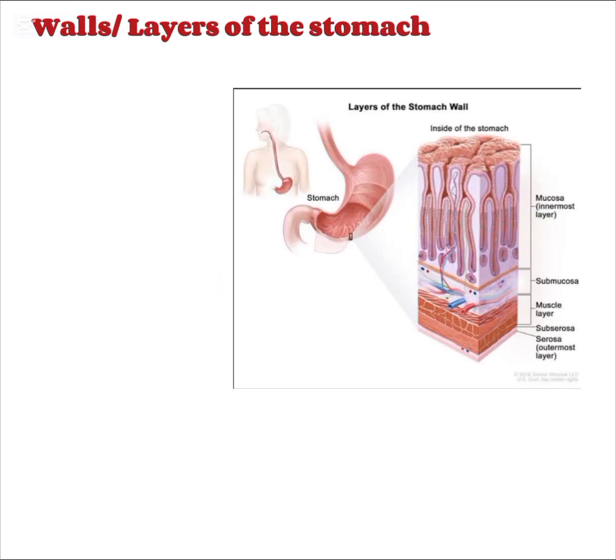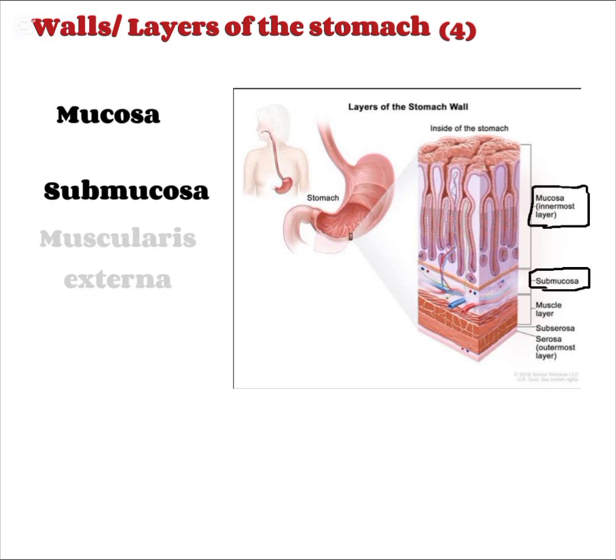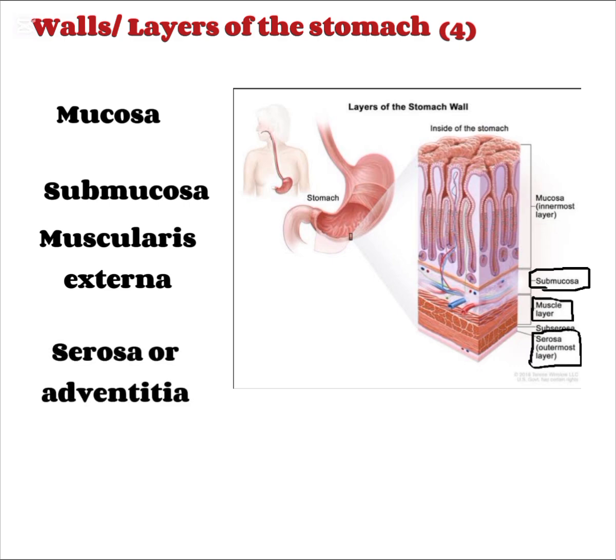Walls and layers of the stomach. Like the rest of the alimentary canal, stomach also has four similar layers of tissues but with some modifications. These layers of tissues from inside to outside are mucosa, submucosa, muscularis externa or muscle layer, and serosa or adventitia.